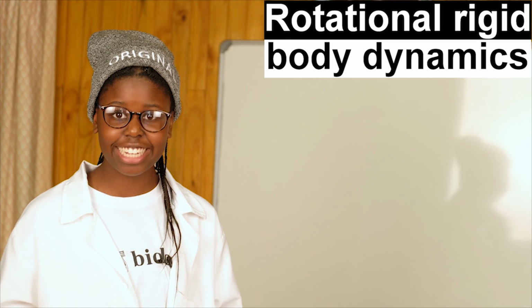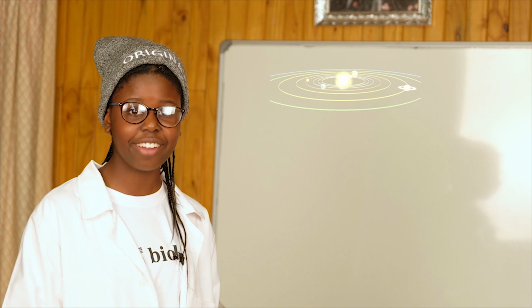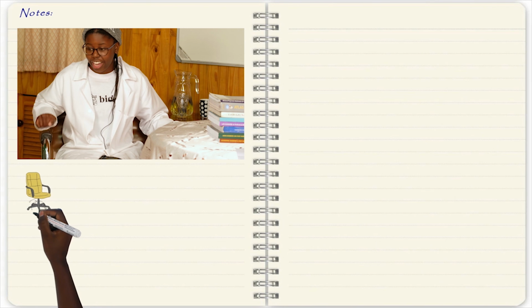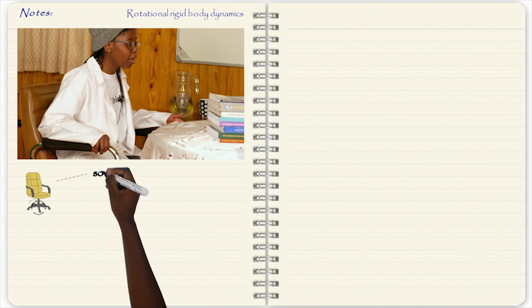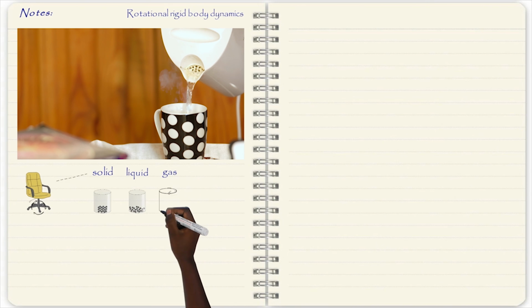The rotation of the chair, and the planets rotating around the sun can all be explained by rotational rigid body dynamics. I don't understand. It's easy to understand. It is solid, and the atoms which make it up cannot move very far from their starting position, like in a liquid or a gas.